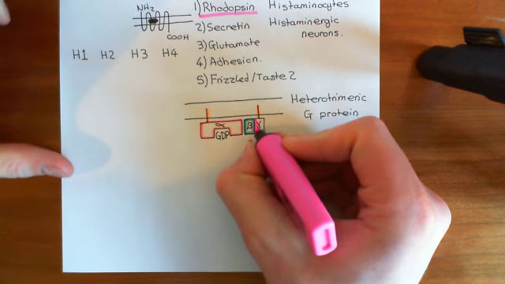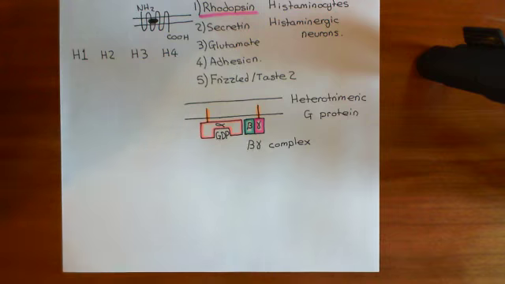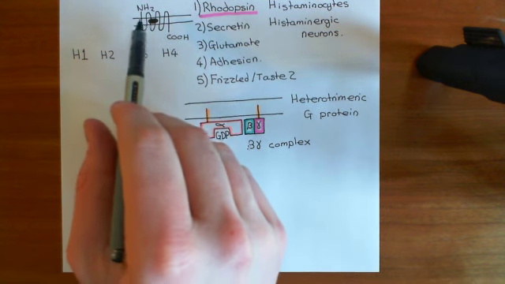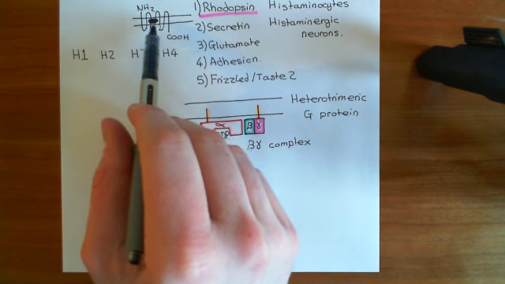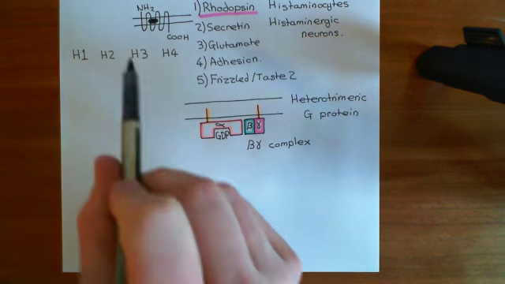Okay, so here is the beta-gamma complex here. Beta in turquoise and gamma in pink. Right, so what then happens is when the heterotrimeric G protein becomes active, when the ligand binds, a conformational change will occur to the heterotrimeric G protein.